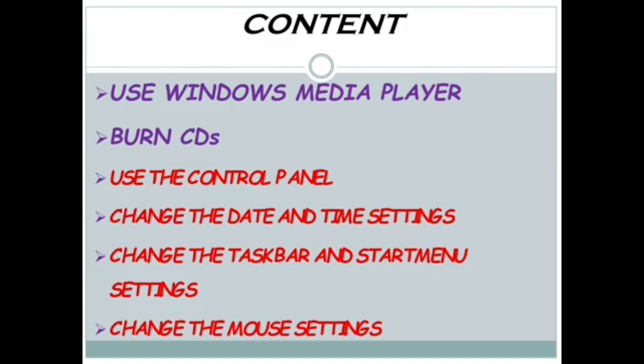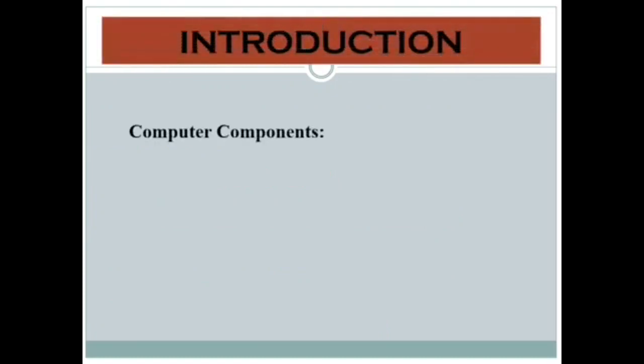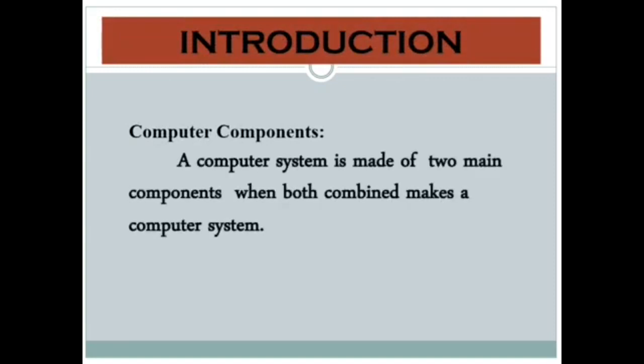Before we go into this lesson, first we have to know about some important things. That is the introduction of computer components. Do you know what components are? A computer system is made up of two main components. When both are combined, they make a computer system. So a computer needs two main components.